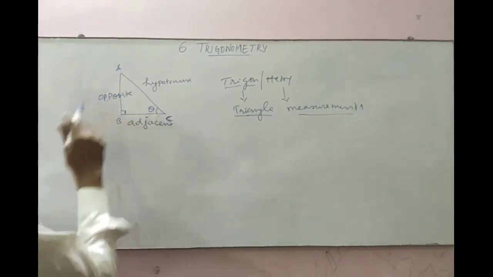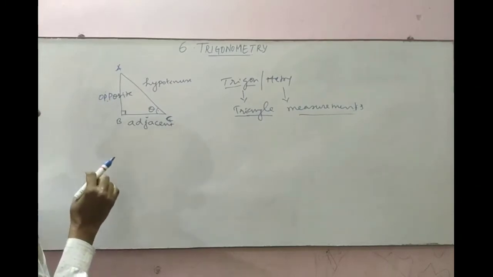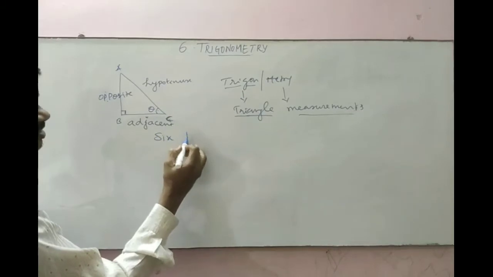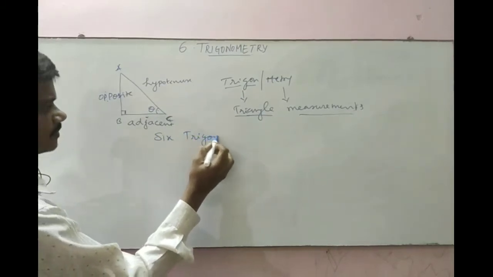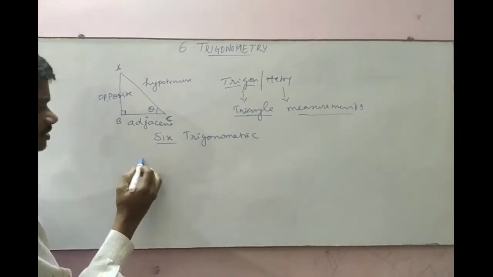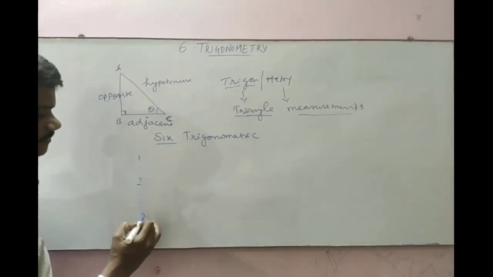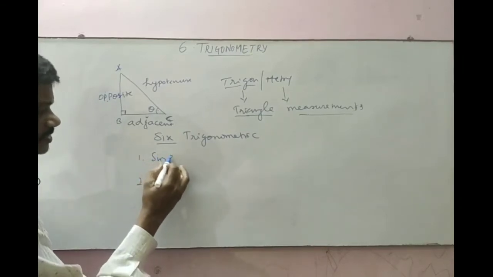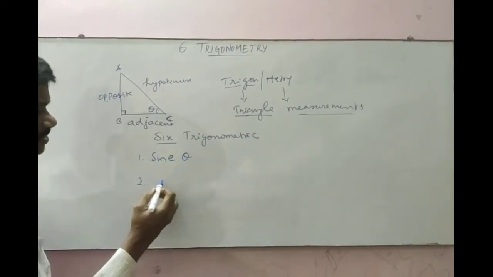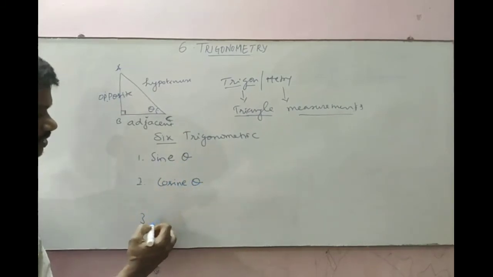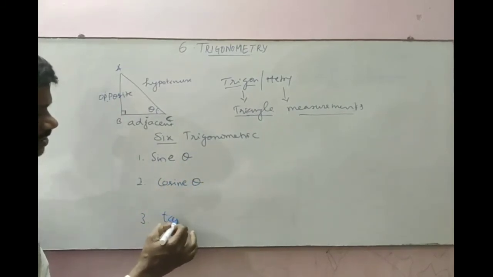So using these three, we can write the 6 trigonometric ratios. In that the basic trigonometric ratios are 3. The first 3 are sin theta, cosine theta, and the third one is tan theta.